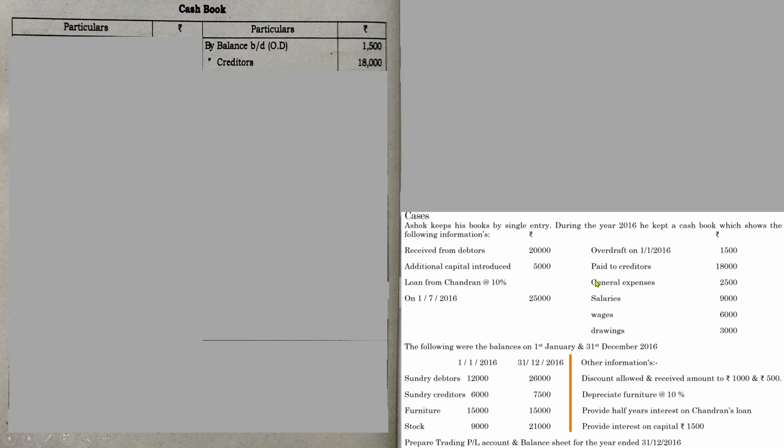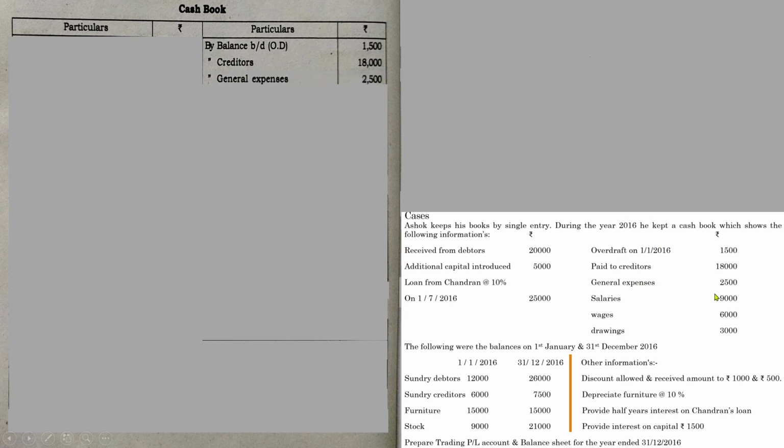Let us begin with right. Paid to creditors 18,000. So you know how to write the items in the concerned sides. Creditors is a payment made to creditors, so creditors account debited to cash and it will be shown in the cash book by creditors.